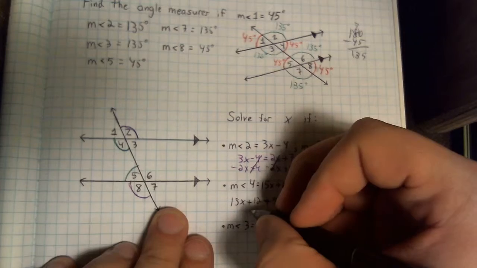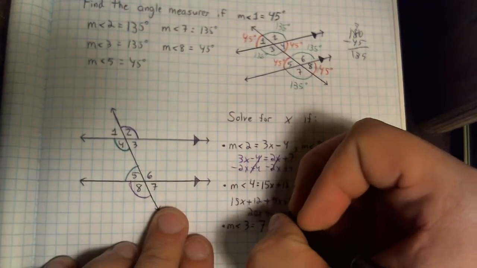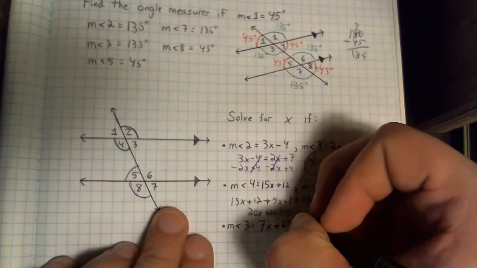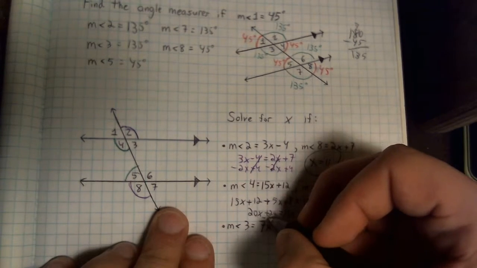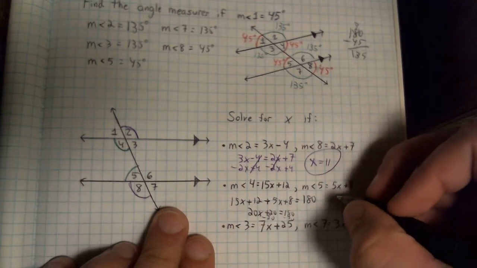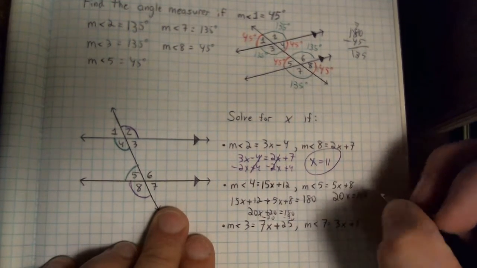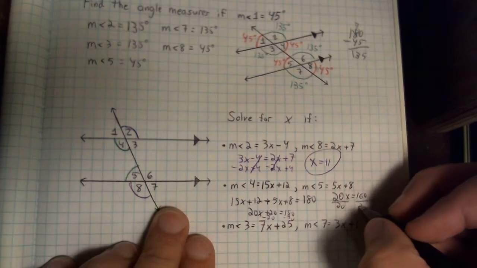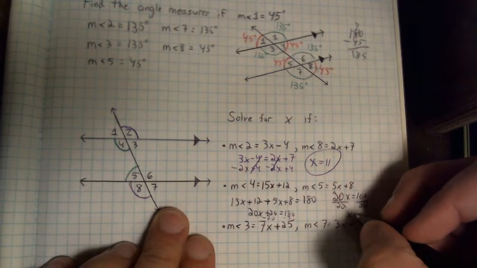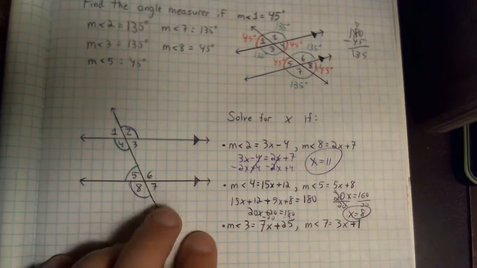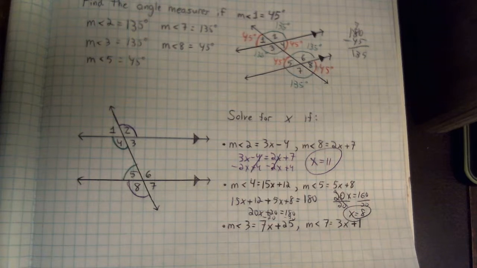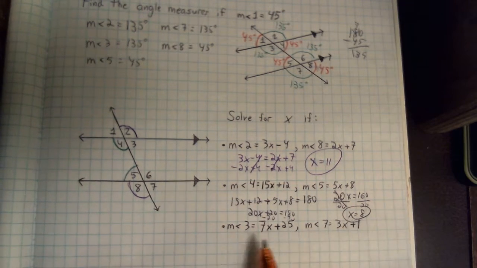Combining like terms, I have 20x plus 20 equals 180. If I subtract 20 from both sides, that's going to leave me with 20x equaling 160. Divide by 20 on both sides. That gives me x equals 8. Okay, the algebra part you guys should be able to handle with no problem. It's recognizing how to set these algebraic expressions up. Let's take a look at the last problem.